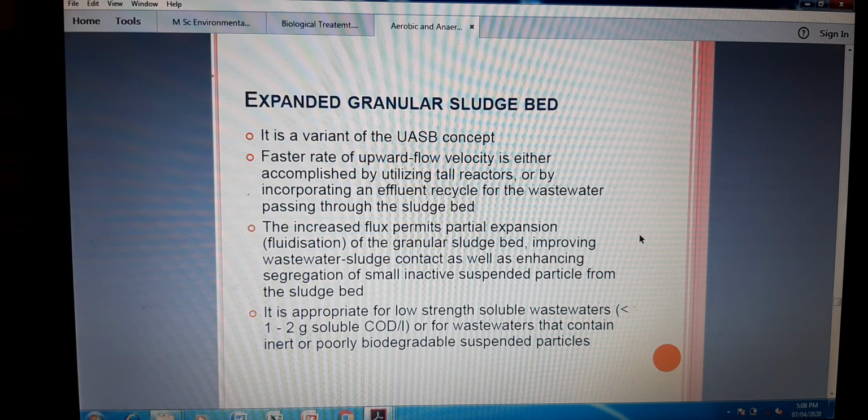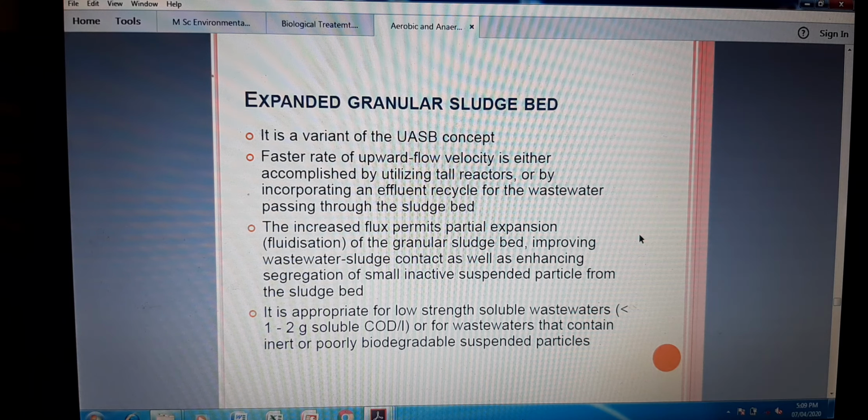This expanded granular sludge bed is a variant of the UASB concept with a faster rate of flow velocity, and is accomplished either by utilizing tall reactors or by incorporating an effluent recycle for the wastewater passing through the sludge bed. The increased flux permits partial expansion, that is fluidization, of the granular sludge bed, which improves wastewater-sludge contact as well as enhancing segregation of small inactive suspended particles from the sludge bed.